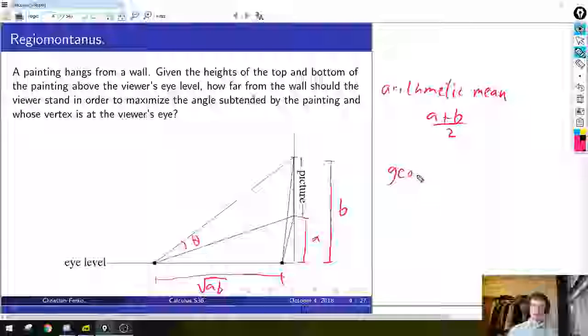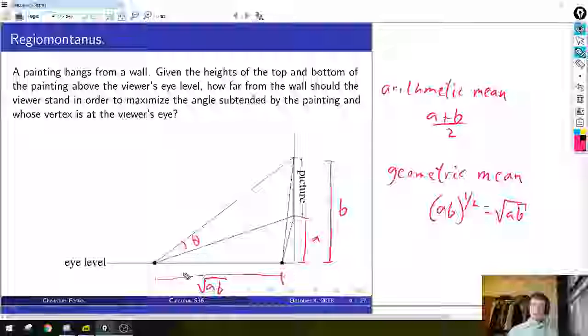I don't know if you've heard of this thing that we just found, this root AB, is something else called the geometric mean. And the difference is that instead of adding and dividing by 2, you multiply and then raise to the 1/2 power, which is square root of AB. So one way to phrase the answer to this question is to say the viewer should stand at a distance which is the geometric mean of the height of the top and bottom of the picture. So, I don't know, I think it's kind of cute.